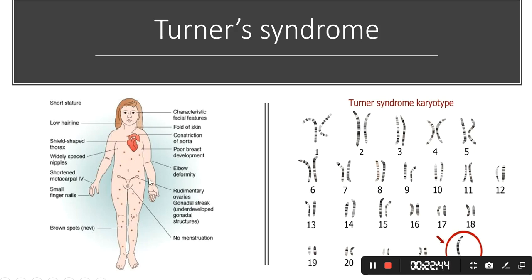Because one X is missing, the genital organs are not developed properly, so she will not have any menstruation. Because the ovaries are not developed, the uterus is not properly developed, so all the reproductive tract is not properly developed, she cannot conceive. There will be other elbow deformities. There will be other complications like heart aorta problems, and there will be different facial features.